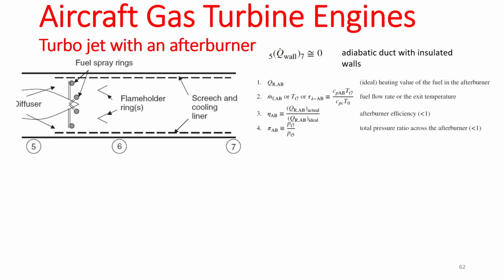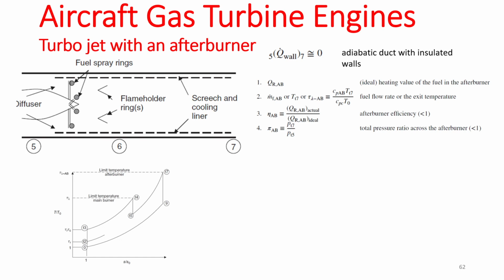or the exit temperature, and keep in mind that we need to define a new tau lambda when we have the afterburner. So this is going to be tau lambda dash afterburner, okay? T7 over T0, right? We also have the afterburner efficiency, which follows the same idea as the combustor efficiency: your actual heating value divided by your ideal heating value, and the afterburner pressure ratio.